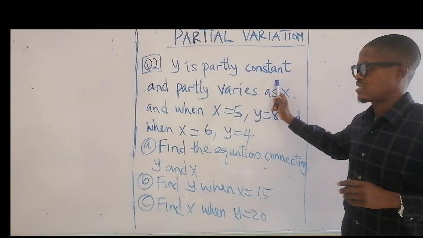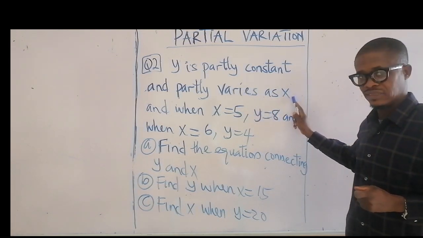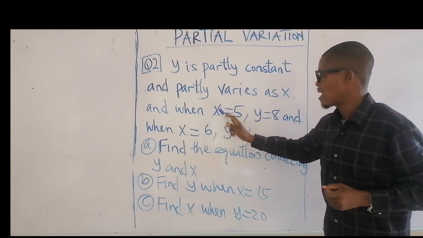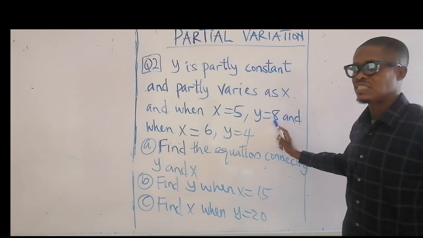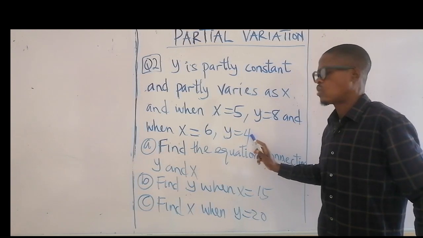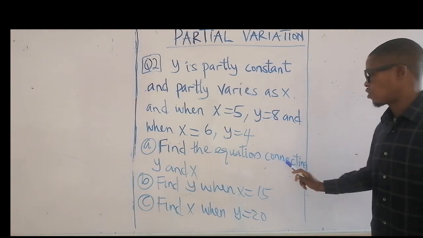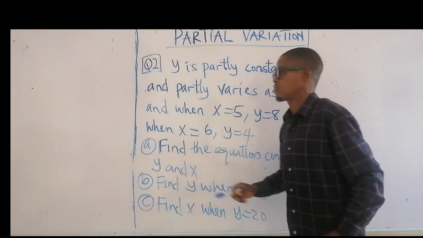Y is partly constant and partly varies as x. And when x is 5, y is 8. And when x is 6, y is 4. Find the equation connecting y and x.